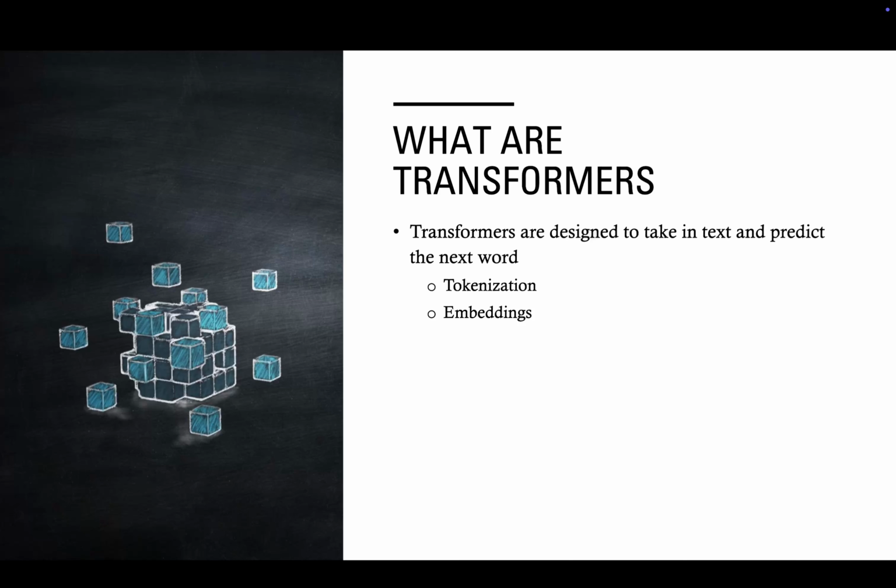What are transformers? Transformers, at their core, are designed to take in text and predict the next word. The input text is broken down into tokens, which are usually words or parts of words. This is known as the tokenization process. Each token is then converted into a high-dimensional vector called an embedding. This is done using an embedding algorithm, which maps each token to a corresponding vector in a high-dimensional space.